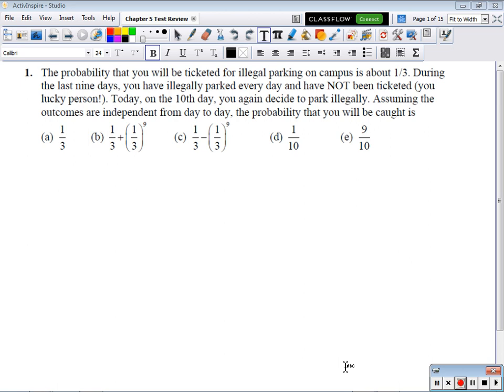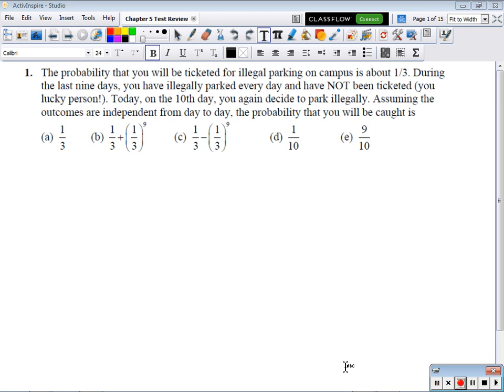So taking a look at number one, the probability that you will be ticketed for illegal parking on campus is about 1/3. During the last 9 days, you have illegally parked every day and have not been ticketed. Today, on the 10th day, you decide to park illegally. Assuming the outcomes are independent from day to day, the probability that you will be caught is.